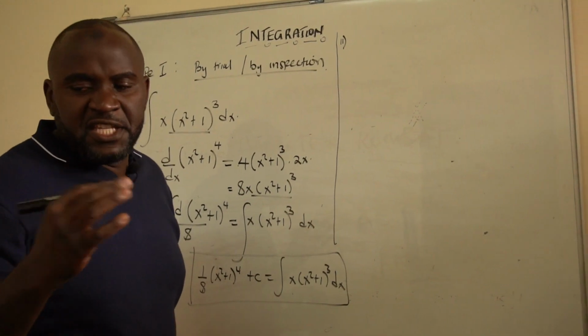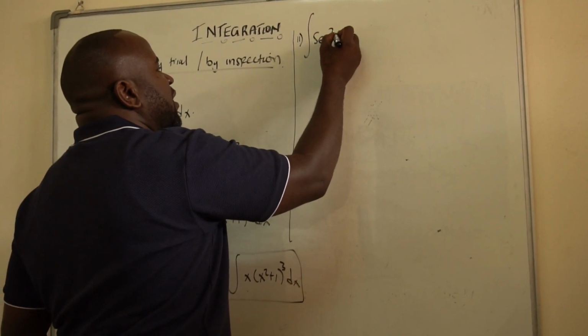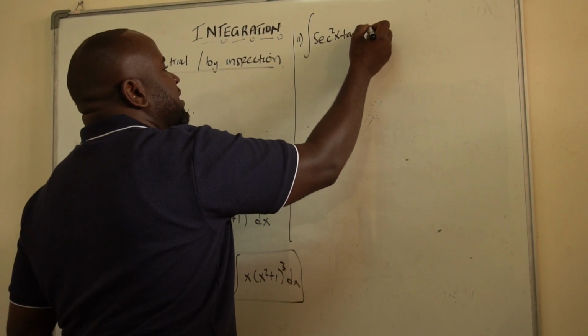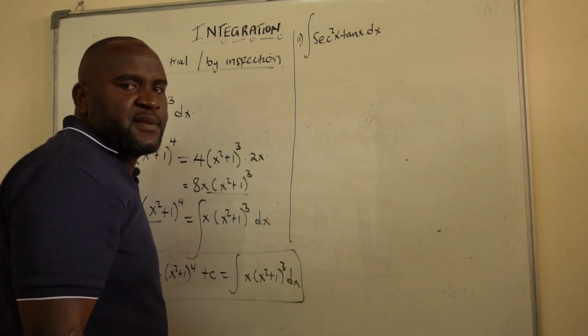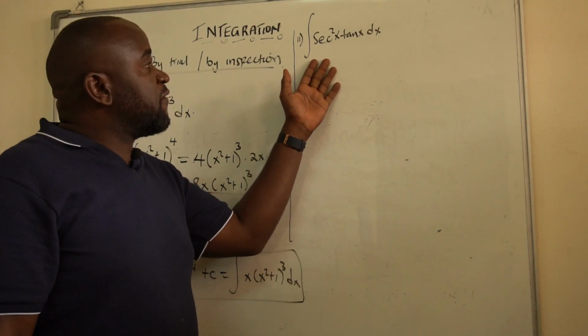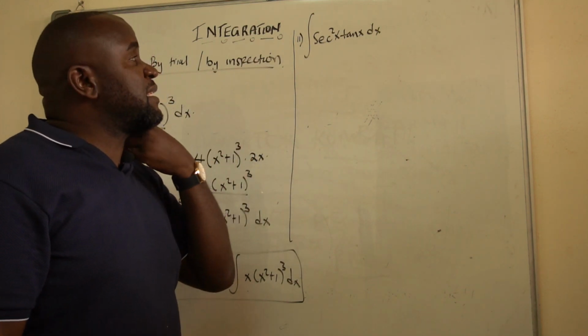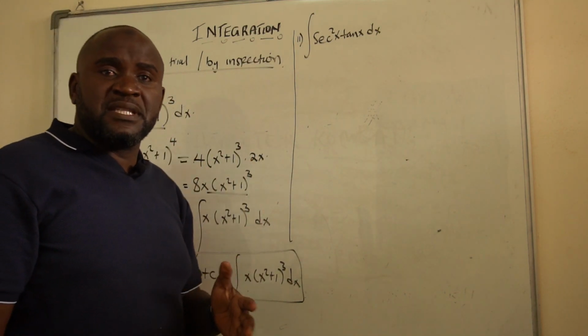Example 2, I can have the integral of sec squared of x times tan of x dx. This is a trig function. It's not in the form of a polynomial. So in this case, we have to think outside the box a little.